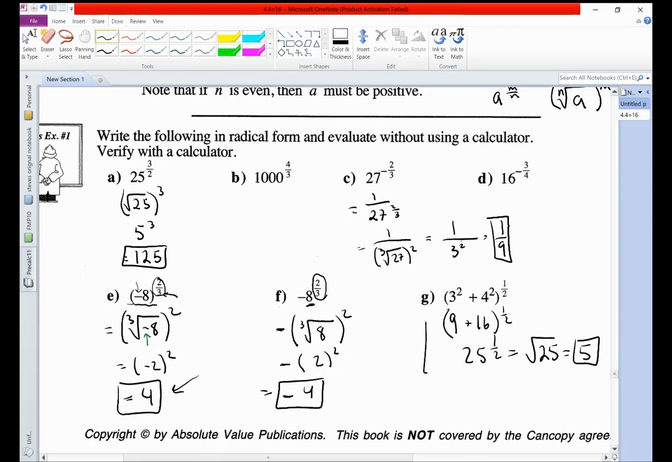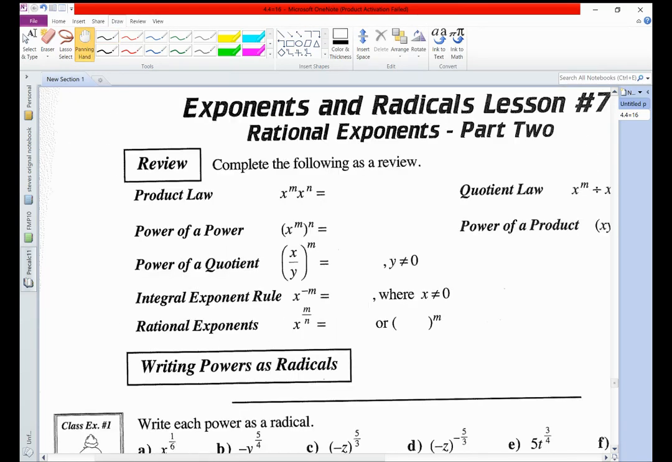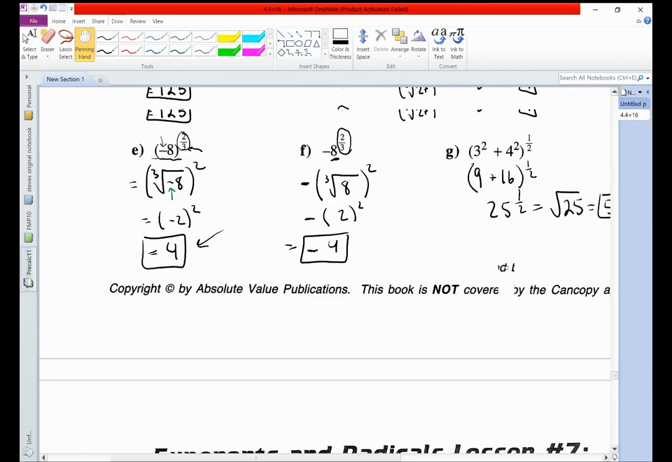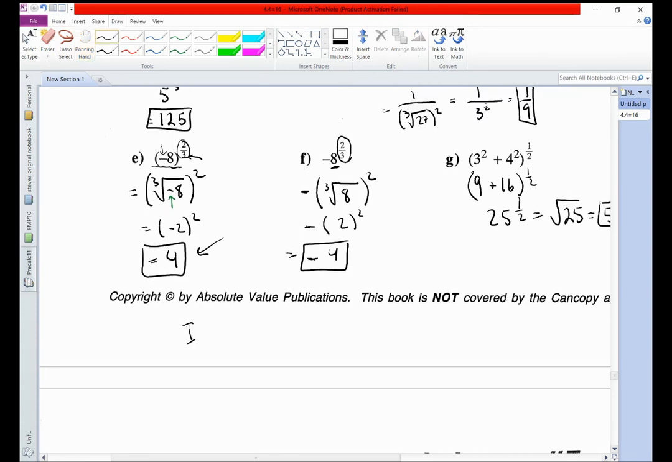You can do this with fractions as well. Maybe I'll do one fraction. Oh, I didn't scan that part of it. Maybe we'll do that in class then. In class, we will look at fraction bases.